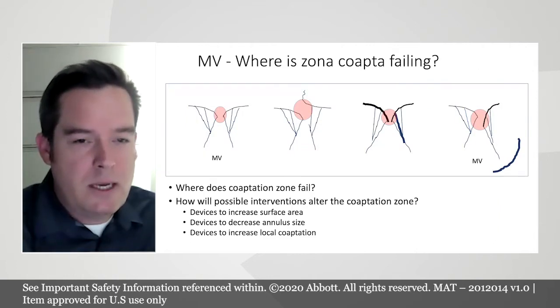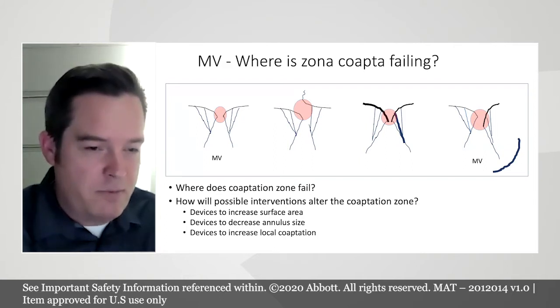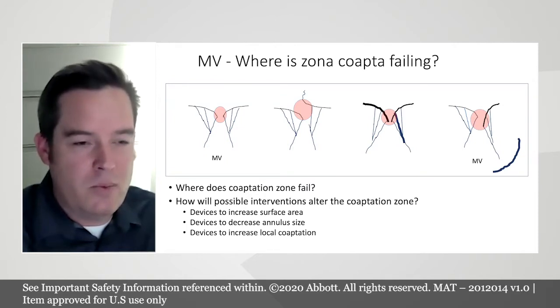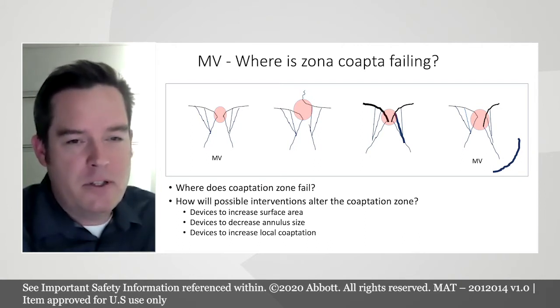It really comes down to, in all of these patients, every valve is different. Why in that patient does that coaptation zone fail? What is going on with that specific patient, that specific valve? And then how are your interventions going to improve that coaptation zone?